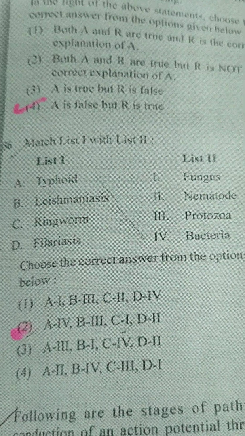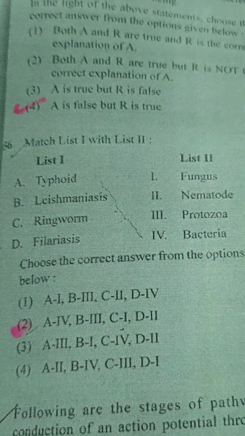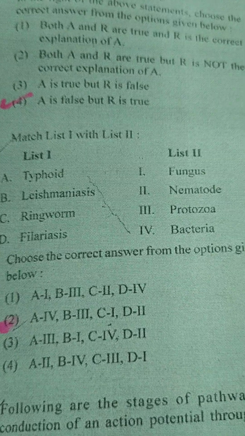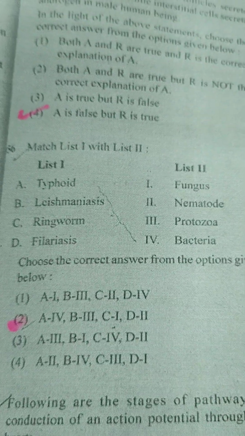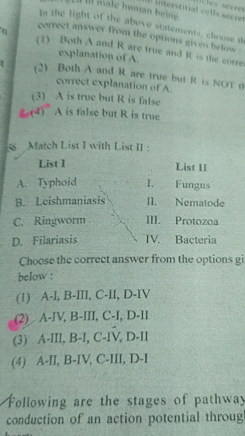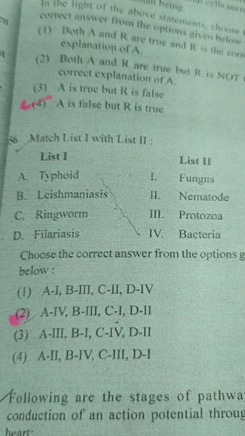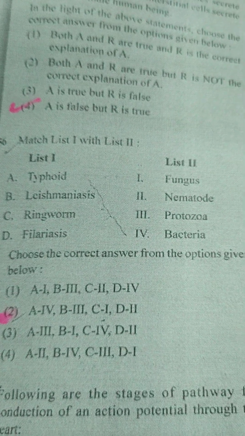List 1, List 2. List 1: A, typhoid, B, leishmaniasis, C, ringworm, D, filariasis. List 2: 1, fungus, 2, nematode, 3, protozoa, 4, bacteria. Correct answer is 2. A4, B3, C1, D2.